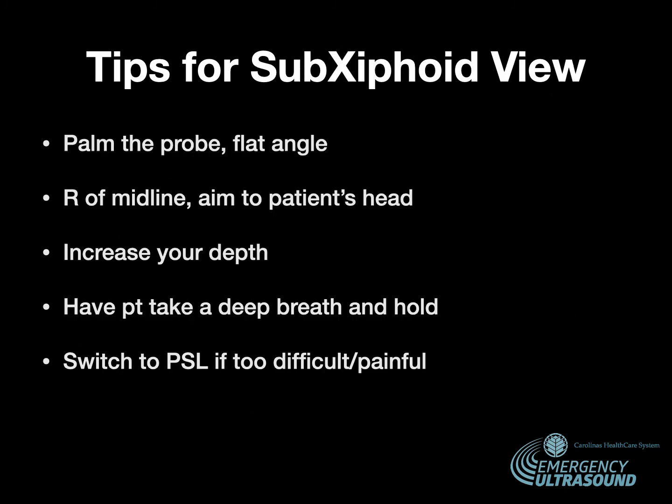So some tips for your subxiphoid view. You want to hold the probe in the palm of your hand so you can flatten it out and have a flat angle to assess the patient's heart. You want to go just to the right of midline and aim the probe to the patient's head. This helps get rid of the stomach bubble, which can impede your view. Make sure that you have plenty of depth for your subxiphoid view. You can have the patient take a deep breath and hold it, and always switch to a parasternal long axis if the subxiphoid or subcostal is too painful or too difficult.